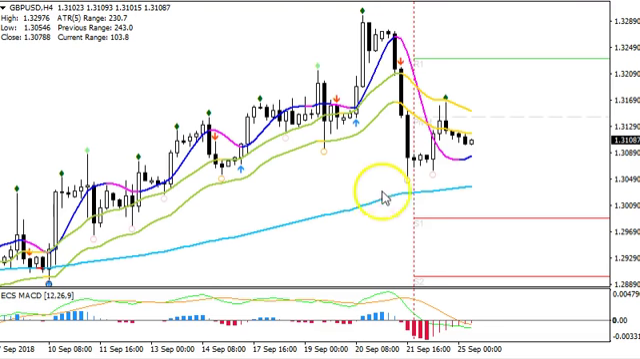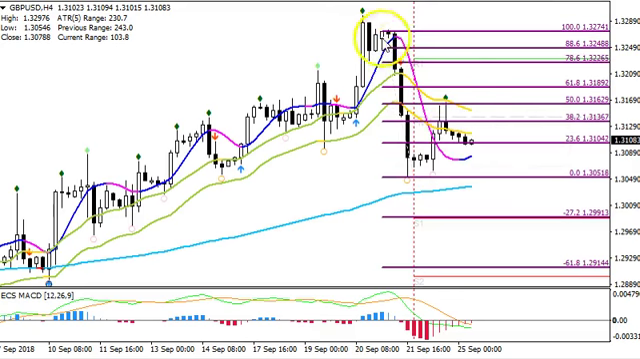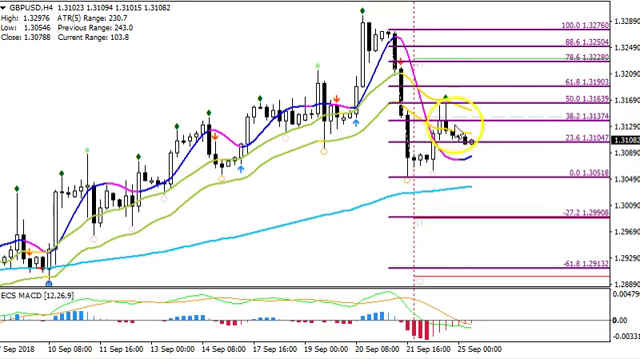For the pound dollar 4-hour chart, we see that price did indeed retest those fibs we talked about and bounced at those fibs. The 50 fib held and was a bearish resistance bouncing spot.